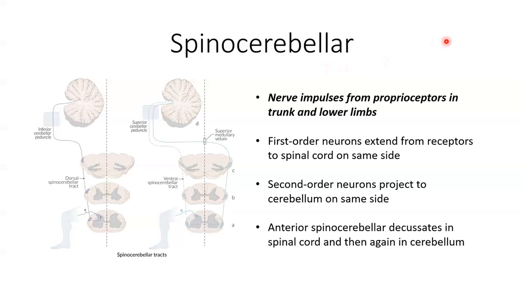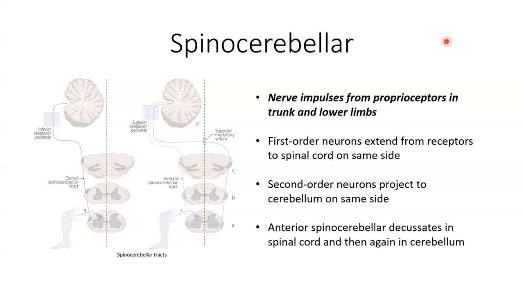So the spinocerebellar tracts transmit sensory information from proprioceptors in the trunk and the lower limbs to the cerebellum. This information isn't always consciously perceived, meaning that we're not always aware of these sensations, but they are critical for things like our posture, our balance, and our coordination. So remember, our cerebellum is important for doing really precise, skilled, coordinated movements.